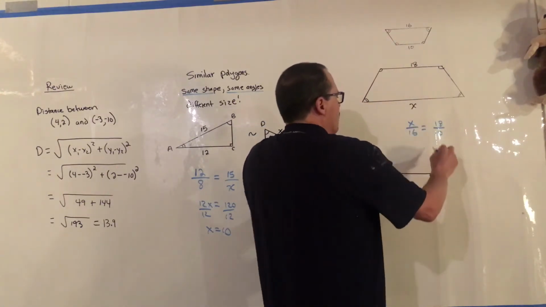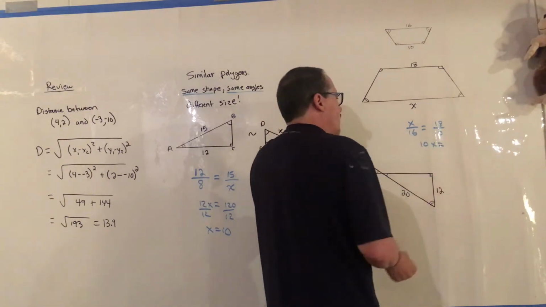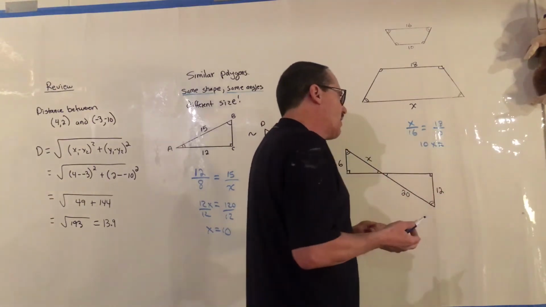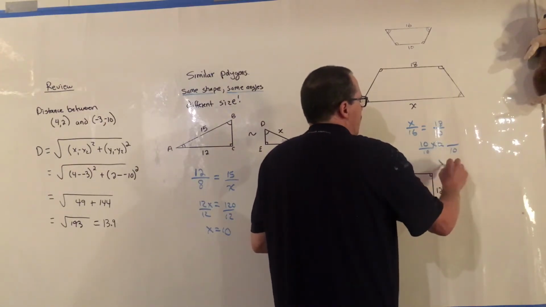So we're going to go ahead and cross multiply. That'll give us 10x equals 16 times 18. It's a pretty big number. But you get that number here, and then you'll divide both sides by 10, and that will give you the correct answer.